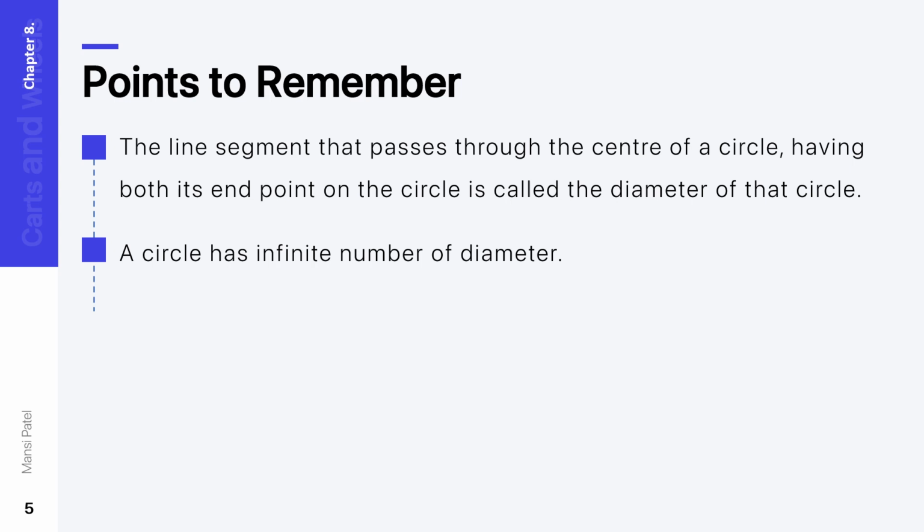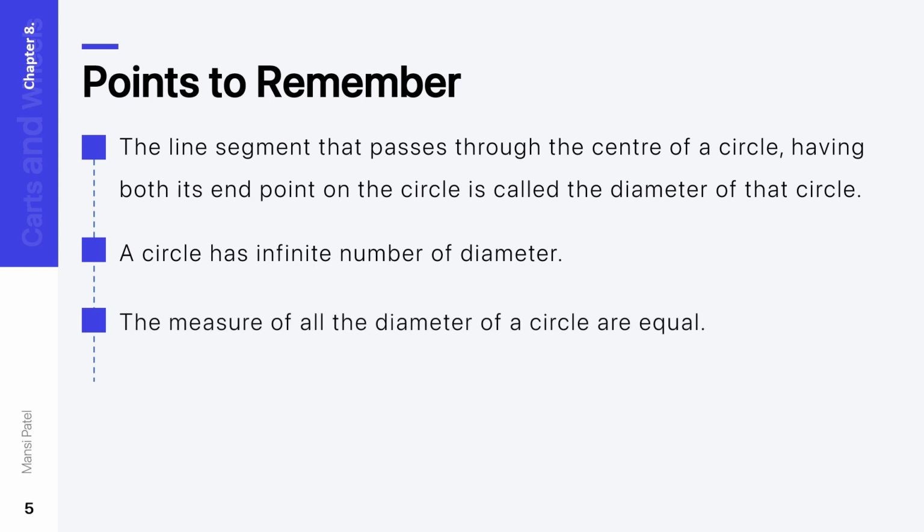Like the radius, there are many diameters in one circle. So the same thing applies here. A circle has an infinite number of diameters. It means in any circle there are many diameters. You can draw many diameters, and the measurement of all the diameters of that circle is the same, equal.